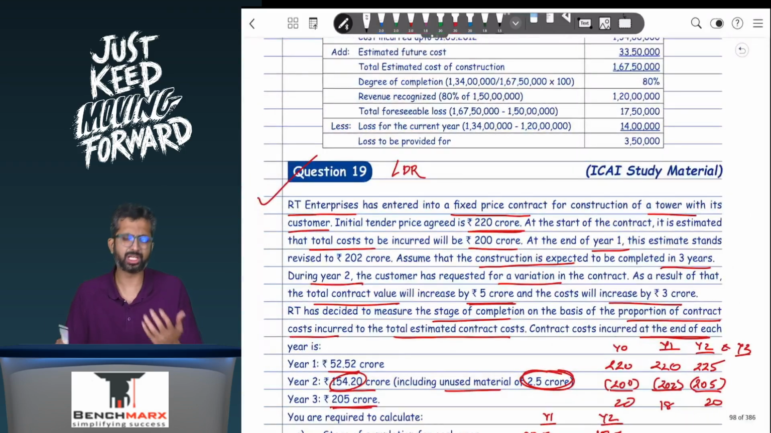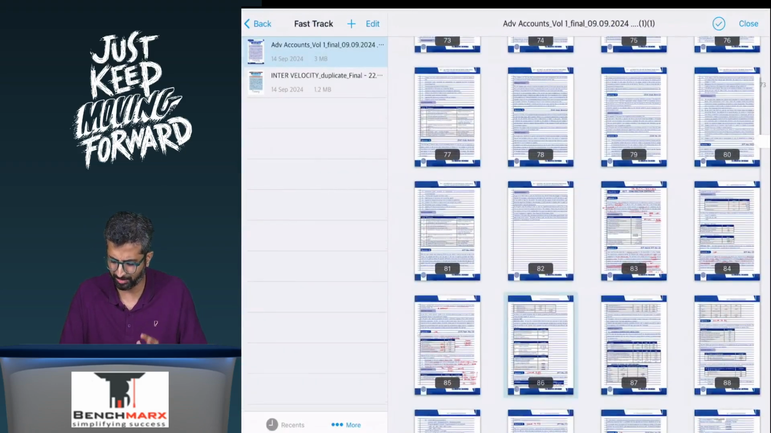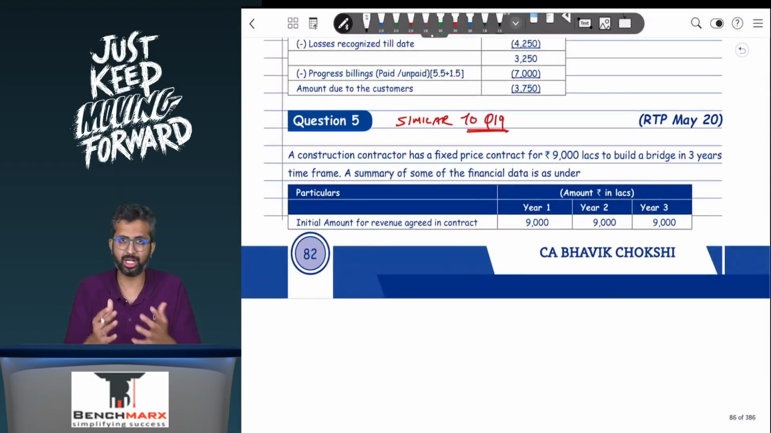So this is regarding question number 19. I would say this is important for last day revision. A similar question is there earlier, which is question number 5. You will see almost similar data, just that they have arranged it properly in a tabular format.